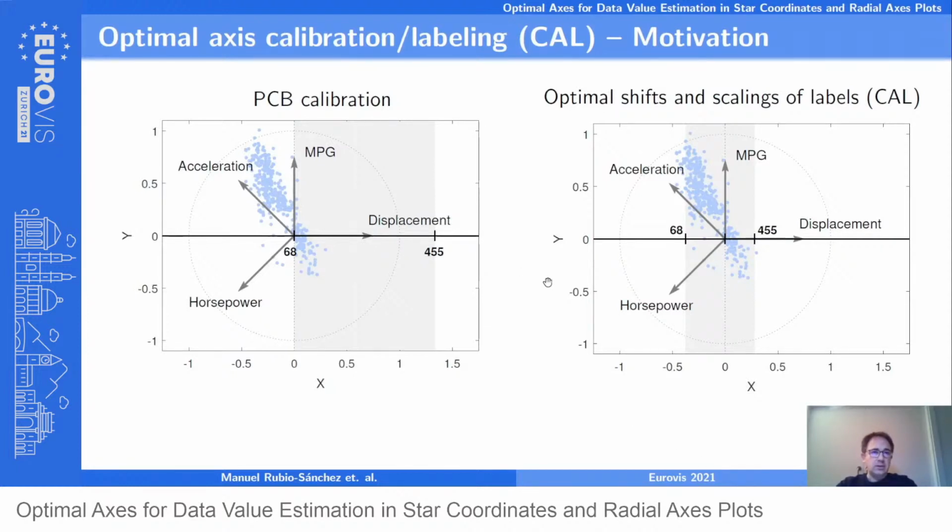So for example, in this case, we've used a data set of cars, and the values for the displacement variable are between 68 and 455. If you notice on the image on the left, if we project the points orthogonally onto the axis, most of the values are going to be less than 68, which would be false. Ideally, we would like these points to lie within the gray region. And if you scale the axis and shift it appropriately, we see that the labels appear in other locations, and now most of the points lie within the gray region.